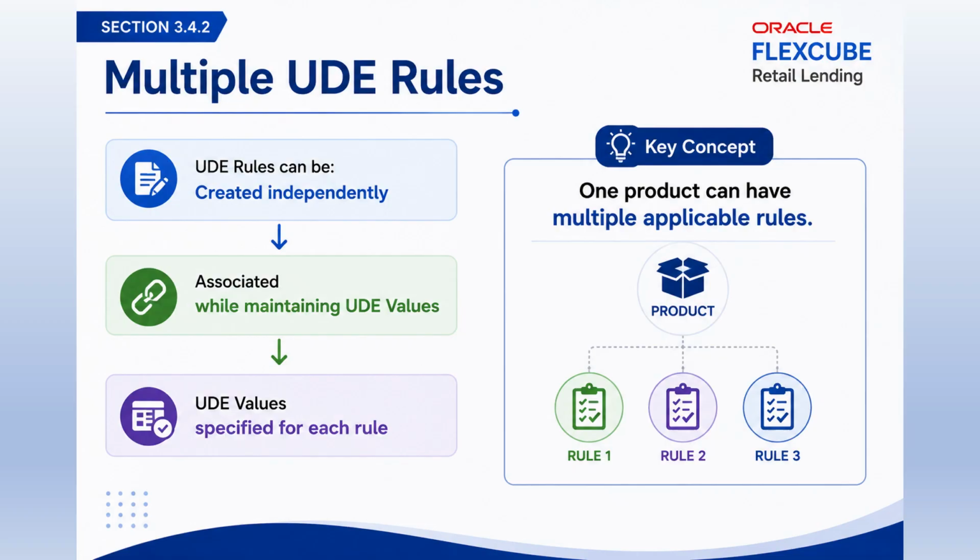Multiple UDE rules. UDE rules can be created independently. These rules can later be associated while maintaining UDE values. A UDE value can then be specified for each associated rule. This means that multiple rules can be maintained and used as part of the UDE value configuration for a product.